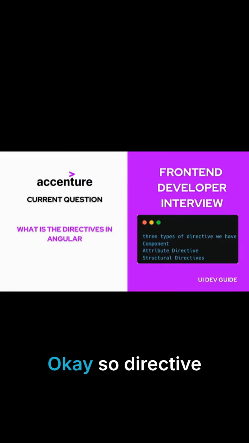Directives? Okay, so there are multiple types of directive. A component is also one kind of directive in Angular. But the difference between a normal directive and a component directive is that the component has its own template, while a normal directive doesn't have any templates. Among the directives only, we have structural directives and attribute directives.